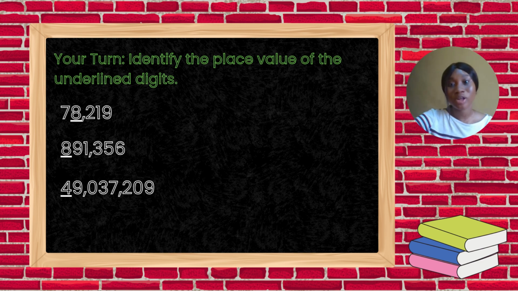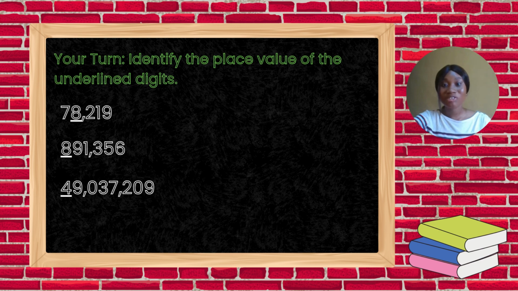So now it's your turn. So I want you to identify the place value of the underlying digit. So the first number I have 78,219, and the underlying digit there is 8. So tell me the value and the name of that 8 based on the position it's standing.